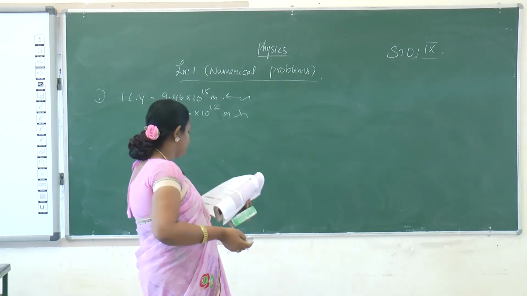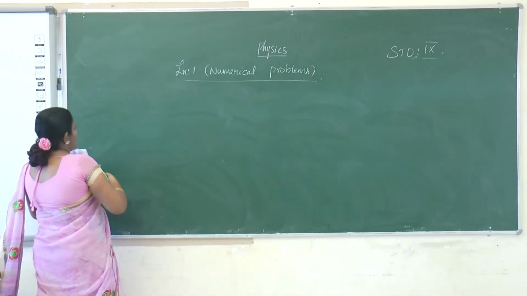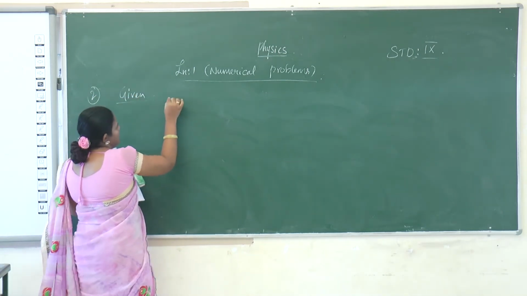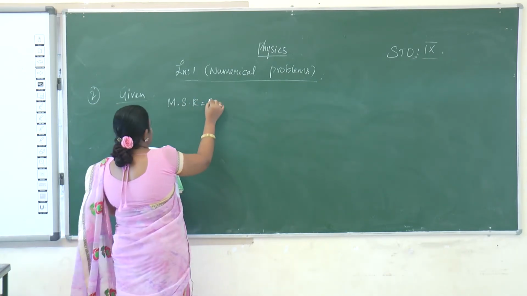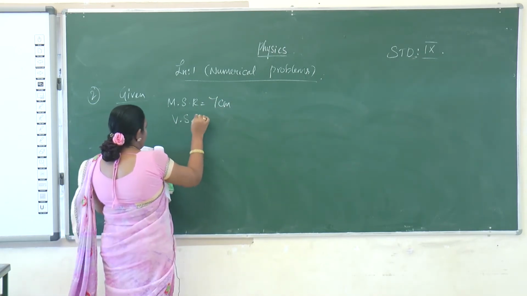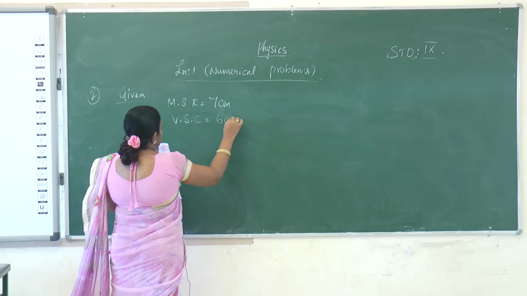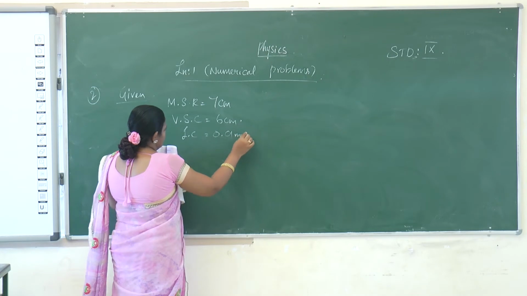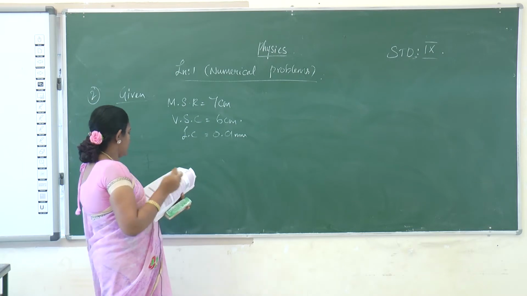Okay, so what are the given values in the second problem? Main scale reading is 7 centimeter. Vernier scale coincidence is equal to 6. And the least count of the vernier caliper is equal to 0.01 centimeter.